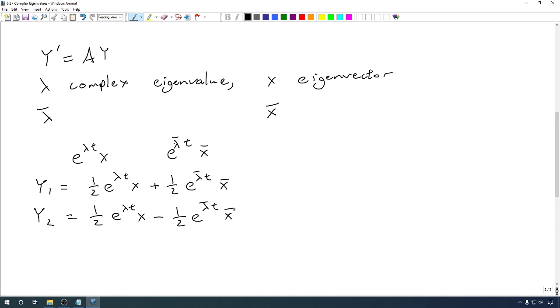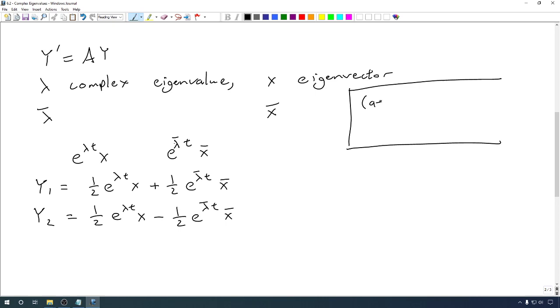So these are two solutions. But the important thing about these is that, because of the way we set this up, e to the lambda bar t times x bar is actually the complex conjugate of 1/2 e to the lambda t x. So we're adding a complex number to its conjugate, technically a complex function to its conjugate. When you do that, and maybe I'll put that off to the side here.